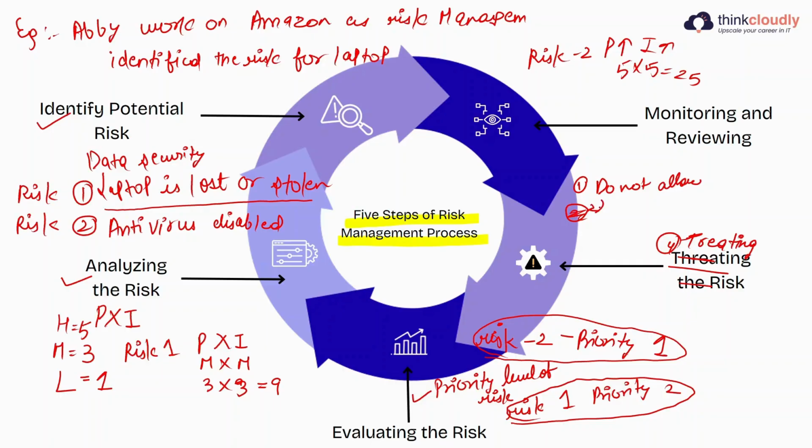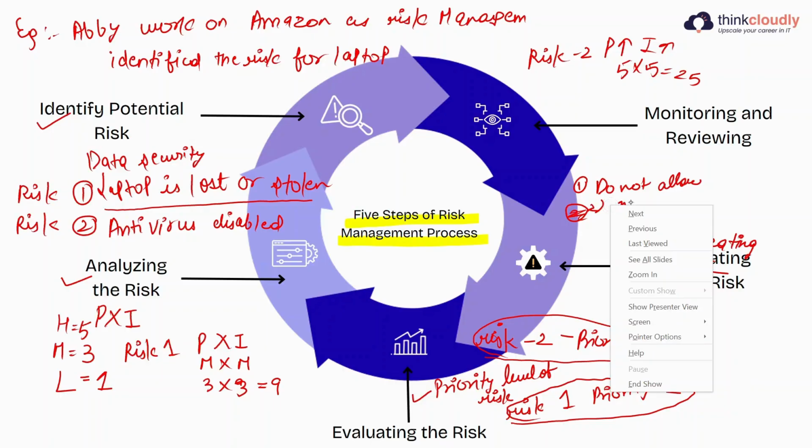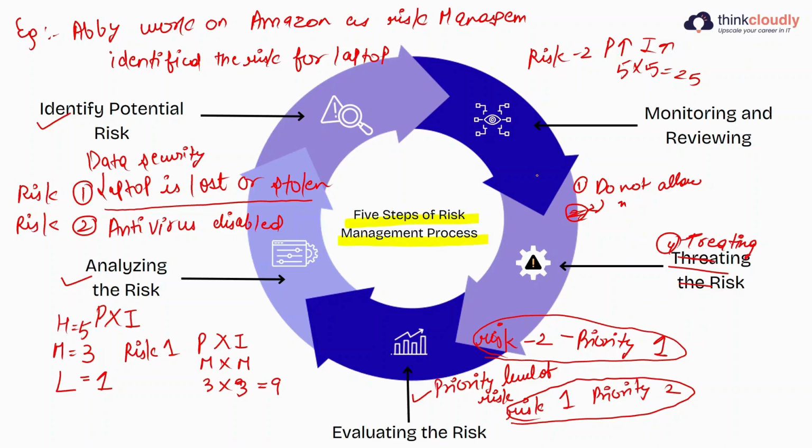Then for risk number two, which we have identified, antivirus disabled, I have given the recommendation that the configuration setting by which employees are able to do that should be disabled by the IT team from the back end. What I meant is no employee will be able to disable the antivirus on their laptop. They won't be able to do that. They will need admin permission, and only then will they be able to do that.